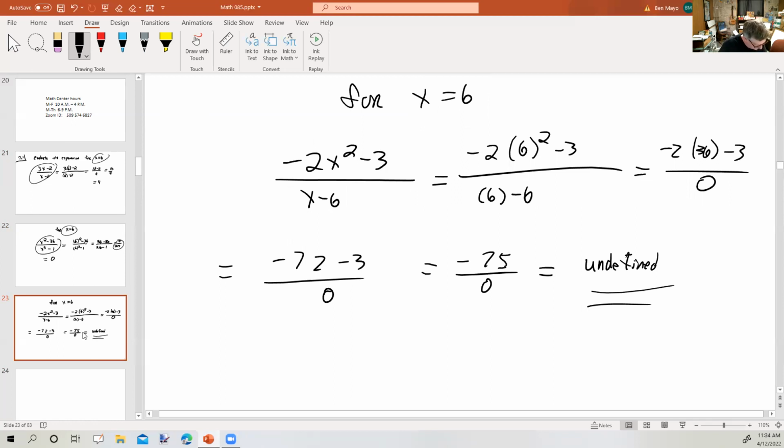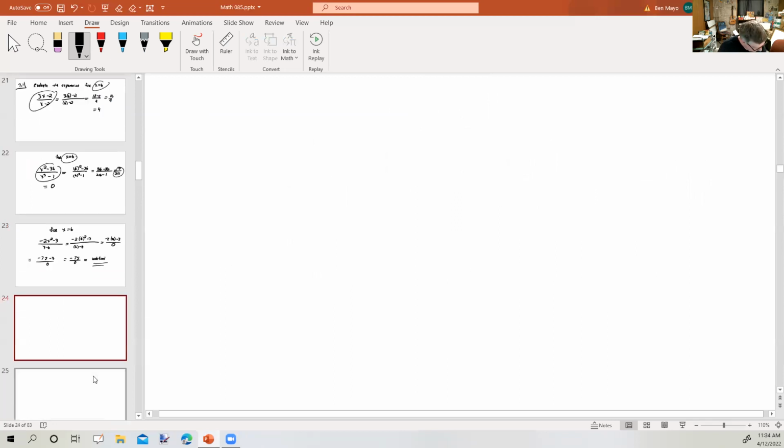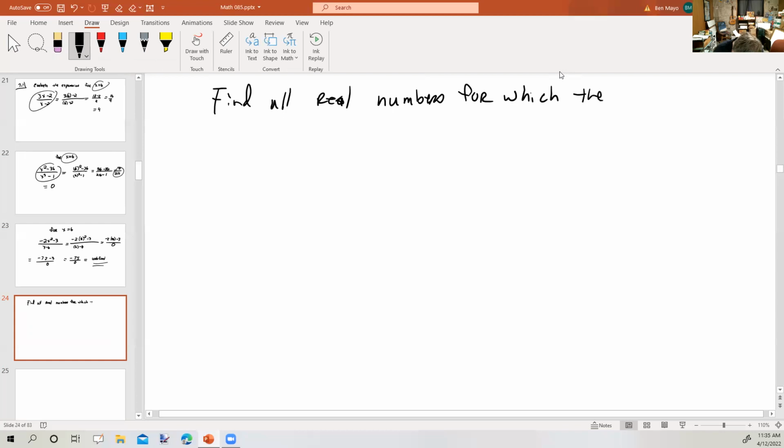All right, now, new set of directions. It says, find all real numbers for which the rational expression, so that's a fraction with variables in it, is undefined.